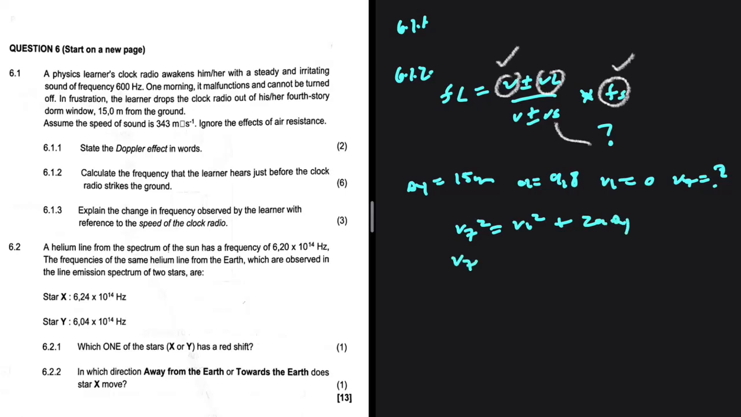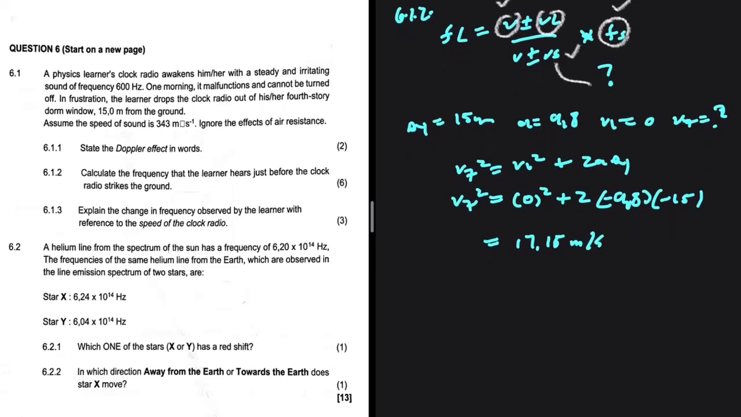So VF squared will be equal to VI, that is 0. So we have 0 squared plus 2 multiplied by the acceleration. Let's take up as positive. So our acceleration will be minus 9.8 and delta Y will be minus 15. And if we take square roots on both sides, we're going to get VF being equal to 17.15 meters per second. And just like that, we have the velocity of the sound source.